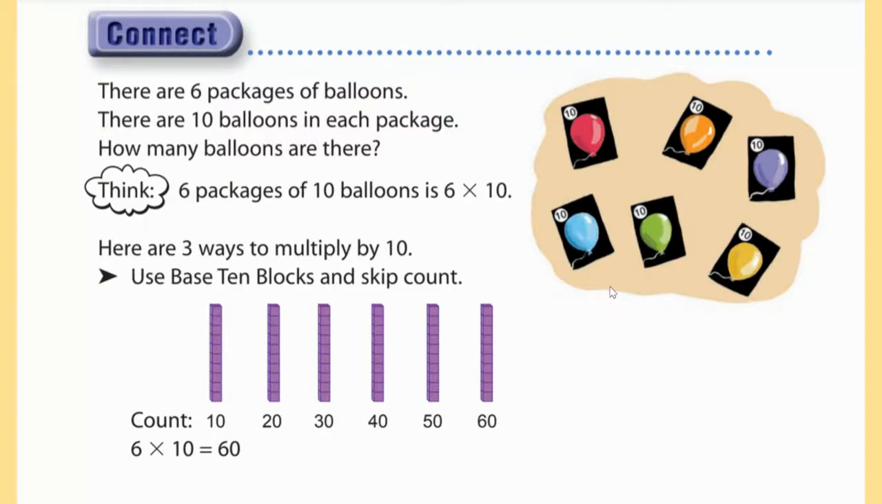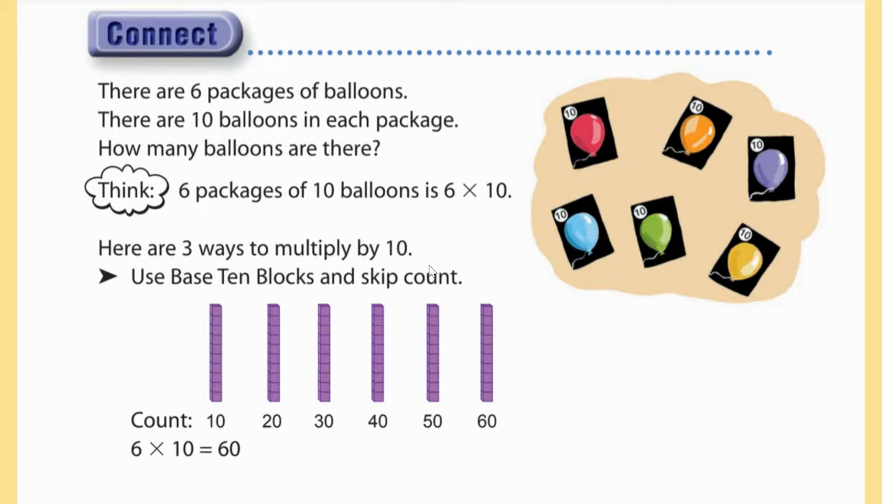All right, so there are 6 packages of balloons. There are 10 balloons in each package. How many balloons are there? So maybe you want to have a party and there's a certain number of balloons you need to get. So here, think 6 packages of balloons is 6 groups of 10, or 6 multiplied by 10.